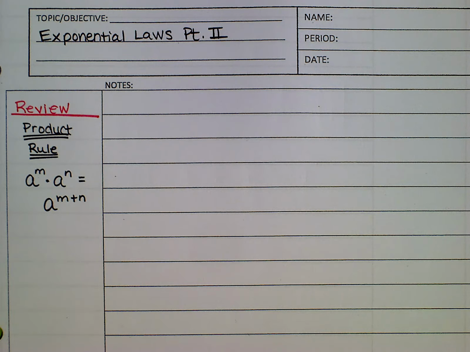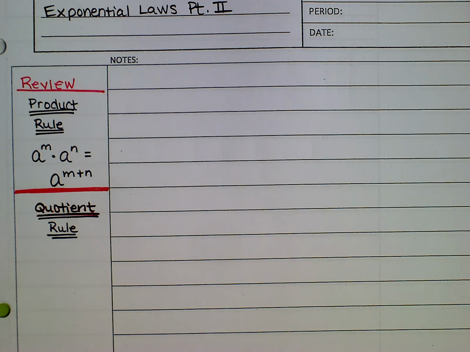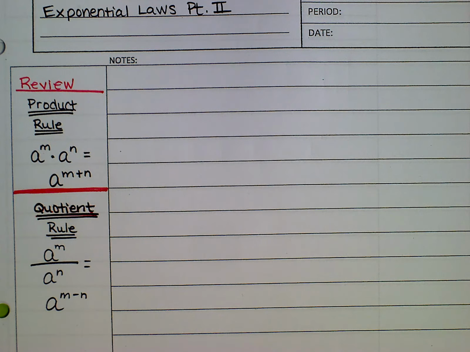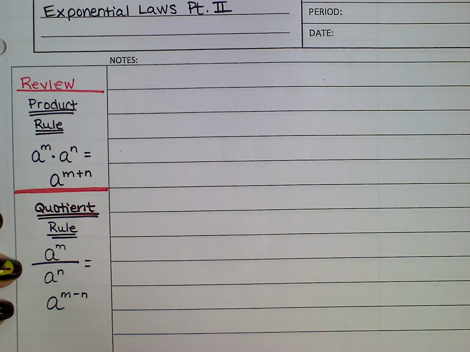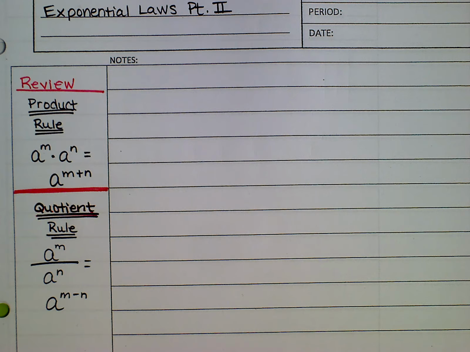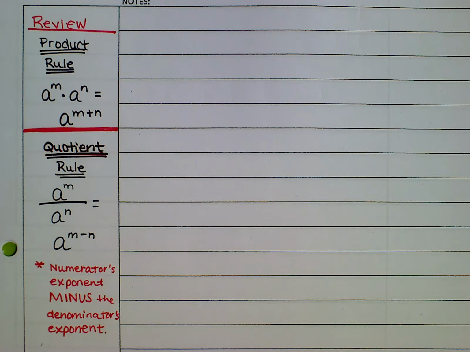Our second rule was the quotient rule. And the quotient rule states that a to the power of m over a to the power of n is equivalent to a to the power of m minus n. I think of this division symbol as a giant minus sign. But there is one important thing to remember. It is the numerator's exponent minus the denominator's exponent. That part is very important.